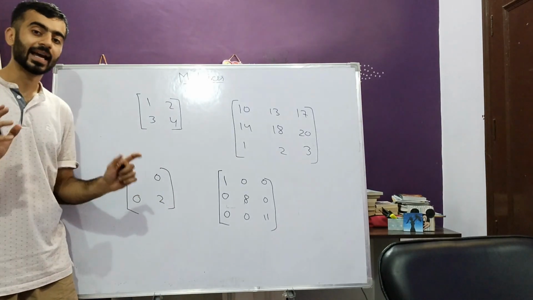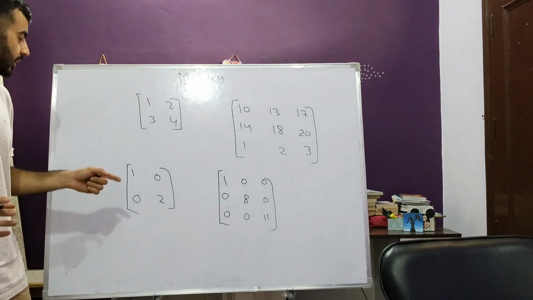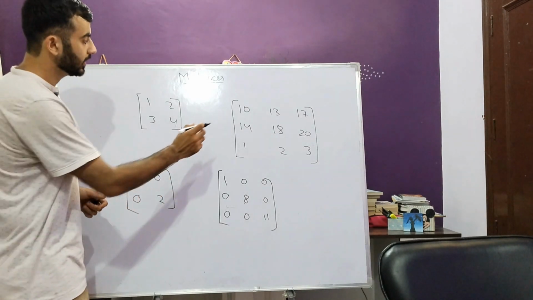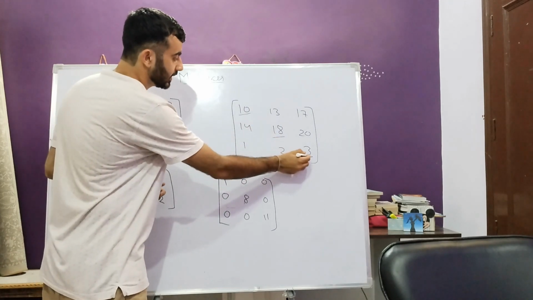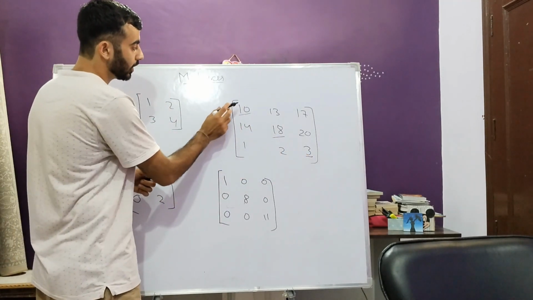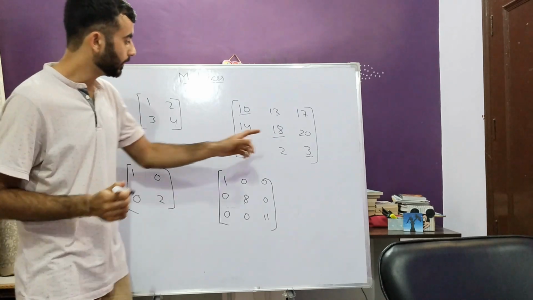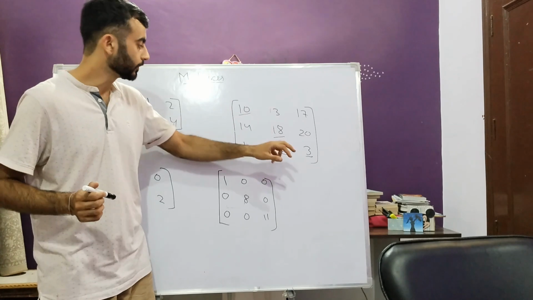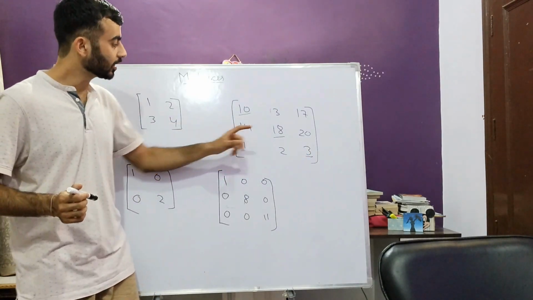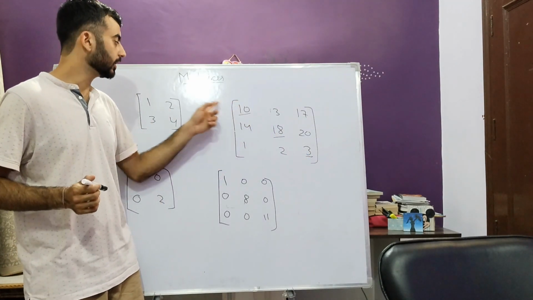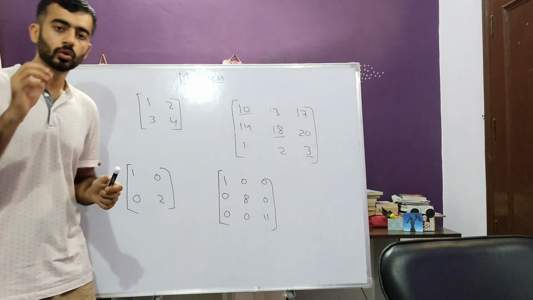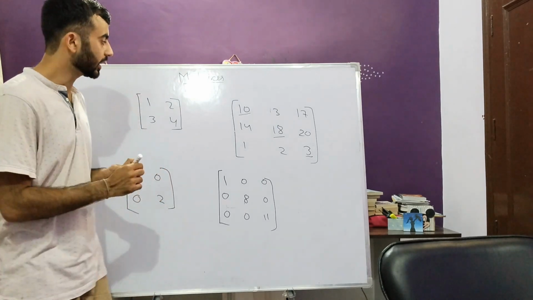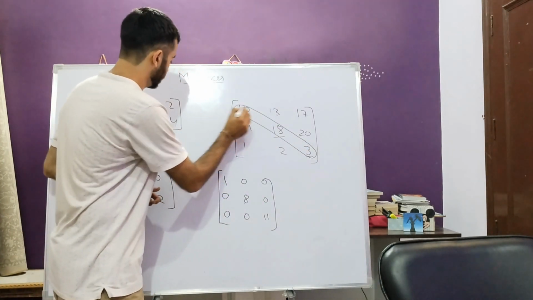Now, diagonal elements. What are the diagonal elements? Diagonal elements are the elements whose row number and column number are the same. In this matrix, 10, 18 and 3 are the diagonal elements because their row number and column number are the same. For example, 18: the row number is 2 and the column number is also 2. For 3, the row number is 3, the column number is 3. For 10, the row number is 1, column number is 1. So those elements for whom row number and column number are the same are called diagonal elements.